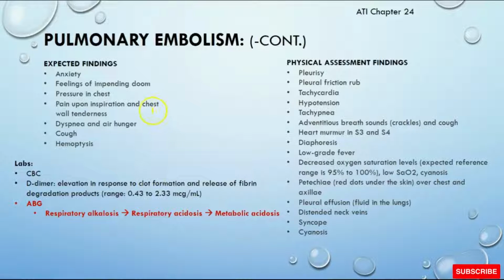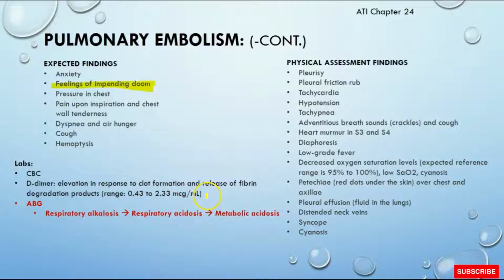Expected findings. The big one is going to be this feeling of impending doom. They may have pressure in their chest, anxiety, pain upon breathing, tenderness, difficulties breathing, like they're gasping for air, cough, and hemostasis. Lab: CBC, D-dimer. There will be elevations in response to clot formation.